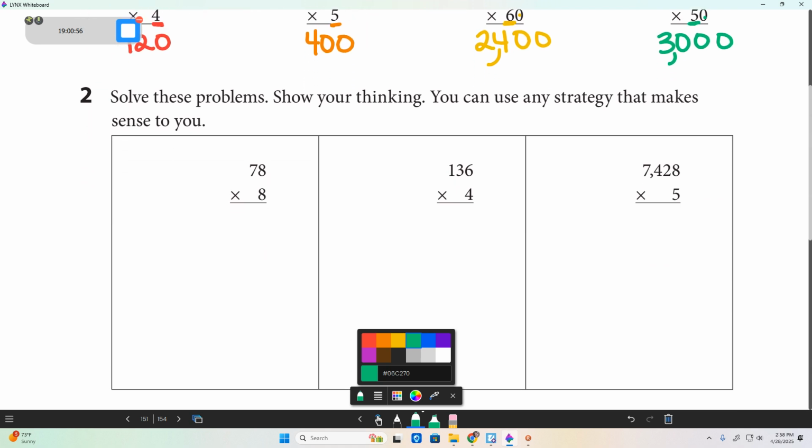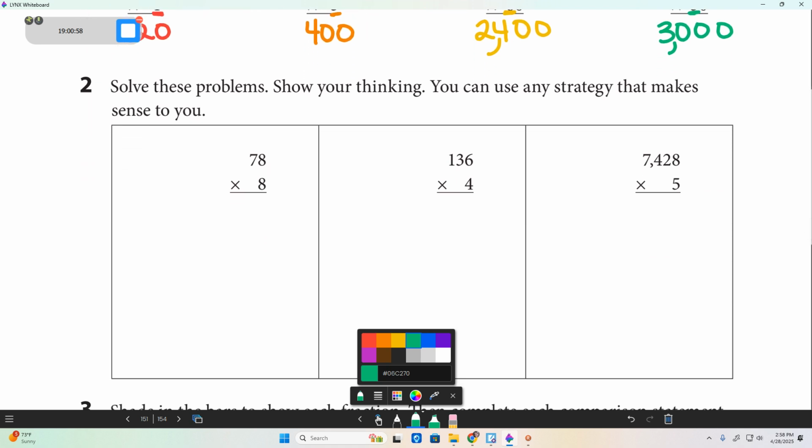All right, next one says, show your thinking. You can use any strategy that makes sense to you. I would love for you to do traditional. Traditional is very efficient. It's the way I learned to multiply, your parents learned to multiply, and it's a great thing to add to what you know about multiplication. All right, let's multiply 8 times everything on the top. 8 times 8, will you still need me? Will you still feed me when I'm 64? 8 times 7 is 56, 57, 58, 59, 60, 61, 62.